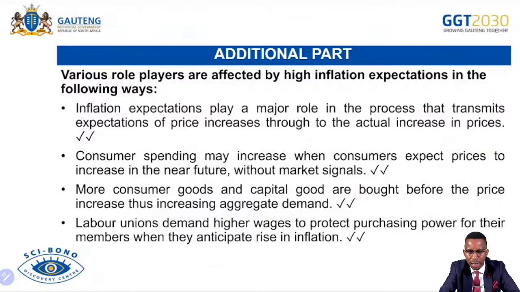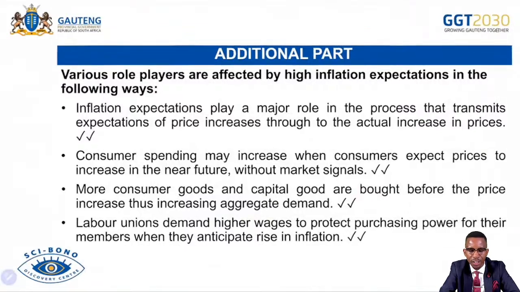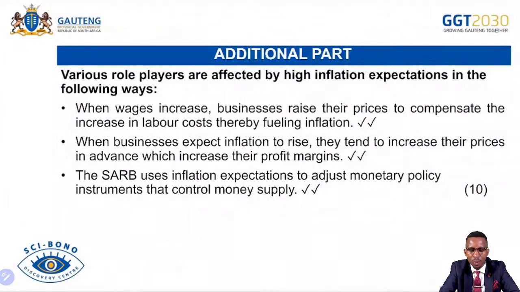Labor unions demand higher wages to protect the purchasing power of their members when they anticipate a rise in inflation. When wages increase, businesses raise their prices to compensate for the increase in labor costs, thereby fueling inflation. When businesses expect inflation to rise, they tend to increase their prices in advance, which increases their profit margins. The South African Reserve Bank uses inflation expectations to adjust monetary policy instruments that control money supply.